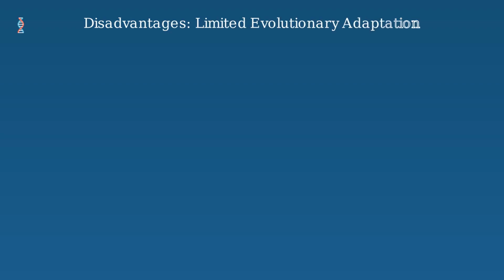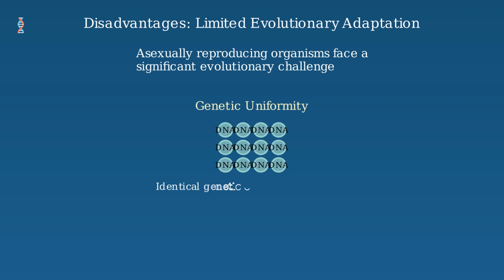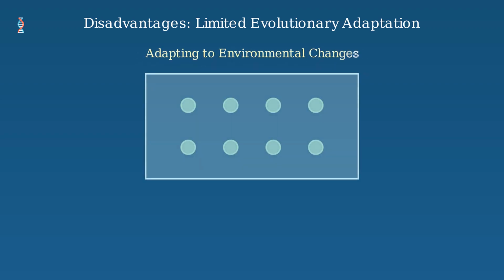Asexually reproducing organisms face a significant evolutionary challenge due to their genetic uniformity. When organisms reproduce asexually, all offspring are genetically identical to the parent, creating populations with little to no genetic diversity. When the environment changes, asexually reproducing populations struggle to adapt quickly. For example, if the temperature increases, all individuals with identical genes will be affected in the same way. Without genetic diversity, they may all struggle or perish if the change exceeds their tolerance range.